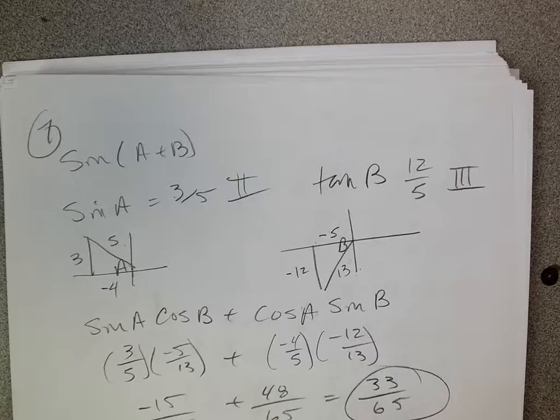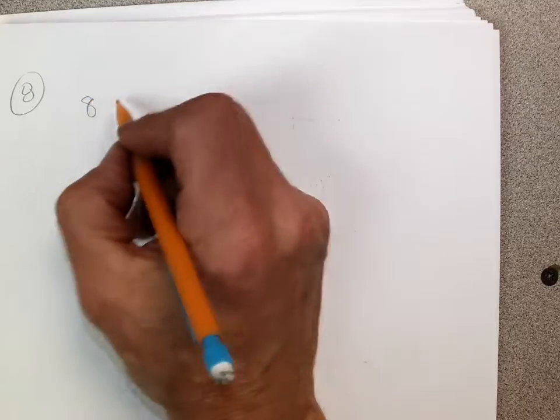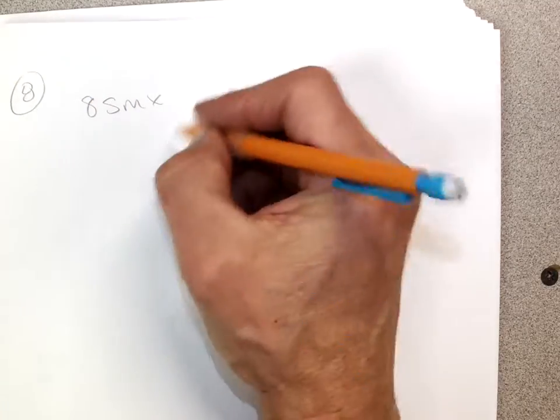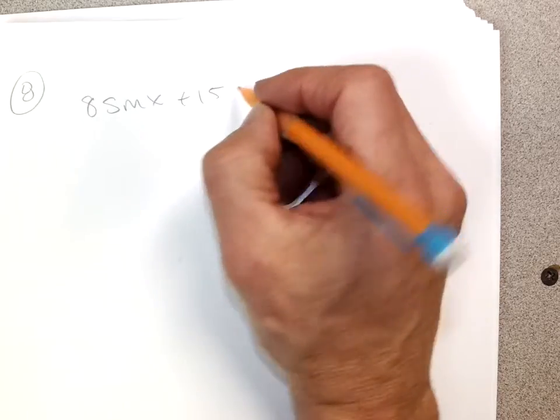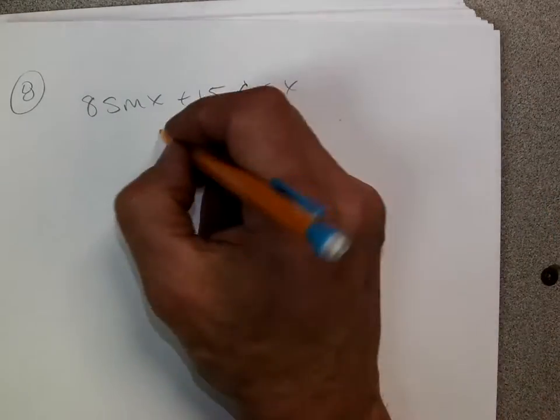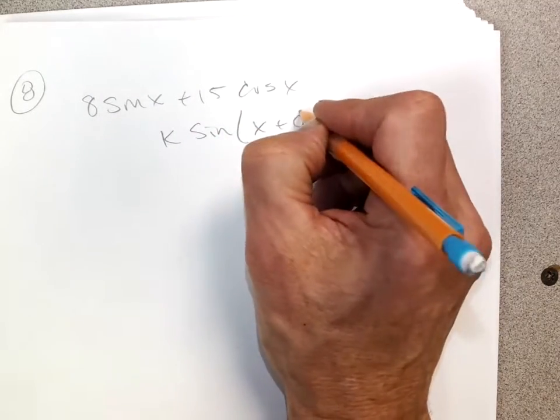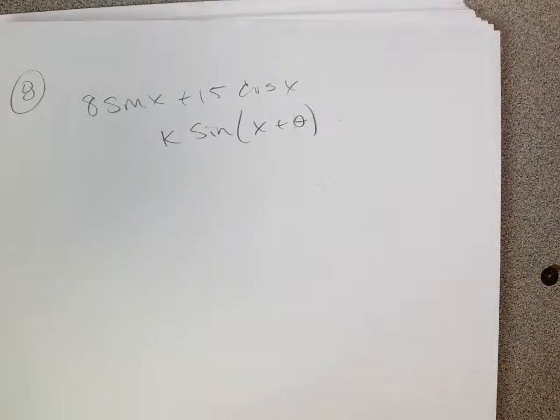Okay, I'll take number 8. Number 8 is easy. Let's do 8. Number 8 says we've got to express 8 sine x plus 15 cosine x in the form of k sine of x plus theta. Hey, I've got that on my identity sheet.